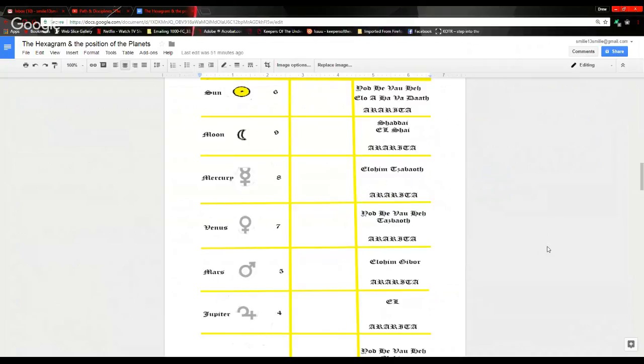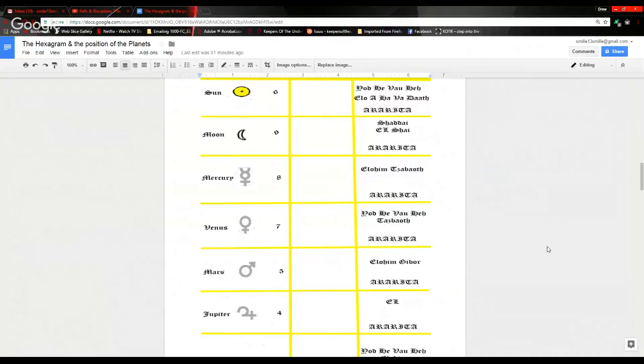Mars, numeric 5, Tuesday. Metal, iron. Color, red. Gem, ruby. Scents, pepper, Tabasco, all hot pungent odors. Plant, oak, nettle, nux vomica. Formula, Elohim Gibor.